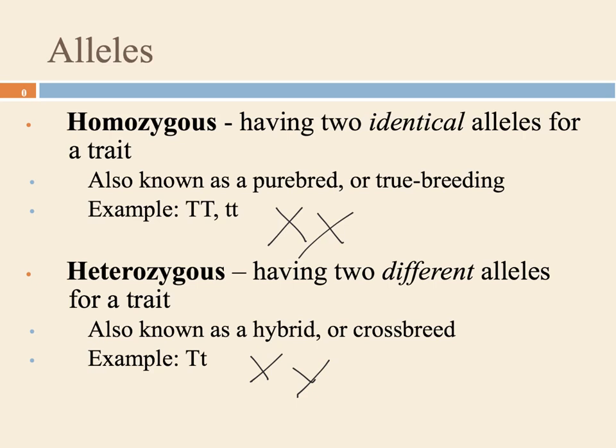Other terms that mean the same thing as homozygous are purebred. Purebred means that they can only give up one type of allele, and true breeding also means the same thing. They can only give up one type of allele because they have 2 of the same identical alleles. And then heterozygous means having 2 different alleles. So I already talked about males as an example of a heterozygous individual because they have an X and a Y chromosome. And heterozygous also means that you have a dominant and a recessive allele, as you see here. So big T, little t.